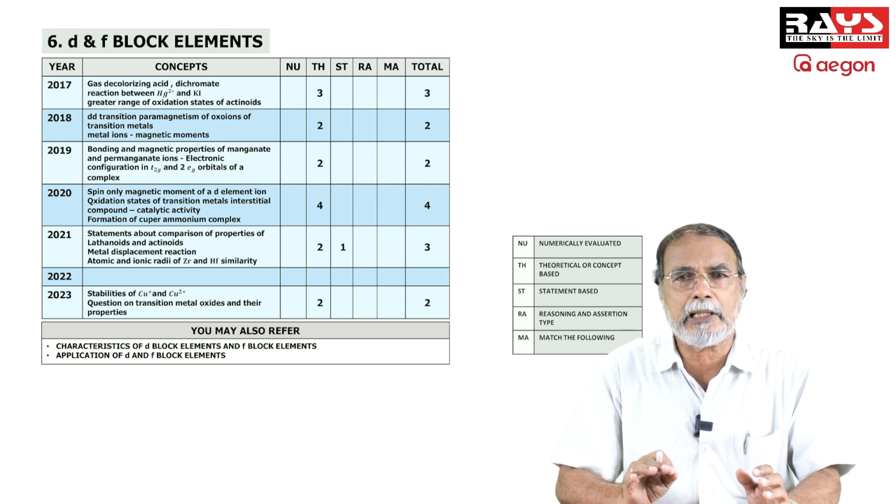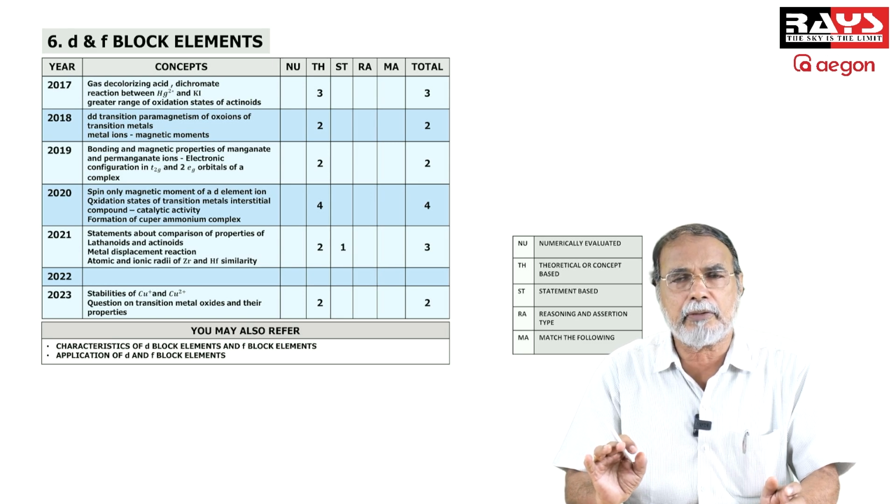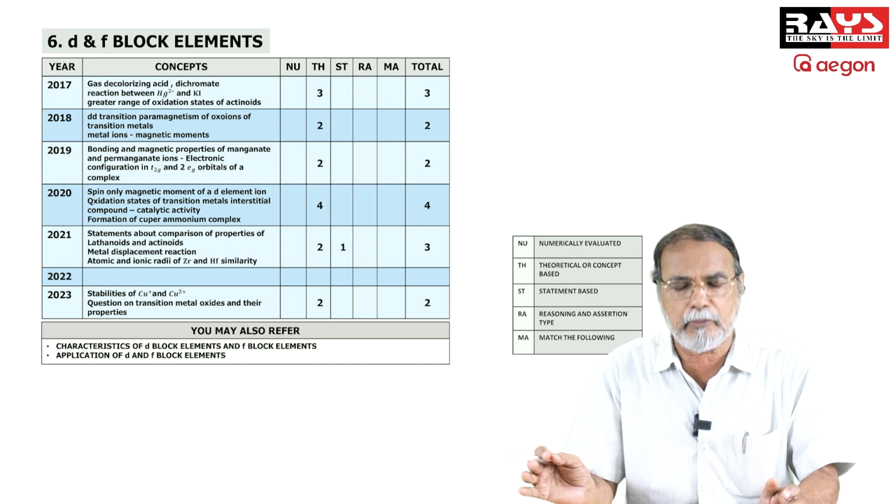So you must be able to spell out the electronic configuration of the metal ion and find out the number of unpaired electrons, and on the basis of that you calculate the magnetic moment using the formula square root of n into n plus 2.